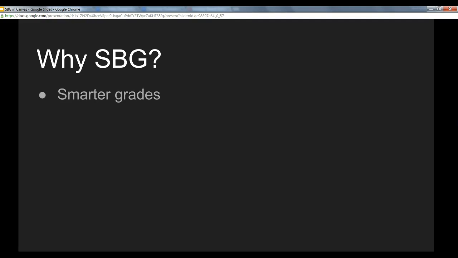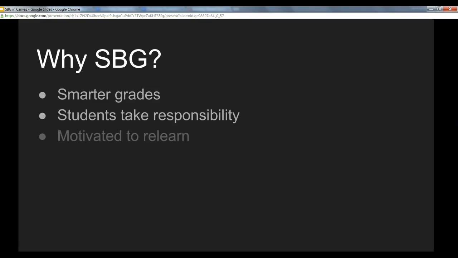First of all, grades become much smarter. Grades really indicate what students know and are capable of doing. Students take responsibility for their own learning because when they see that they are below mastery for a particular learning outcome, they can then go back and take the initiative to relearn those things themselves and to seek opportunities to be able to demonstrate their newly learned masteries.